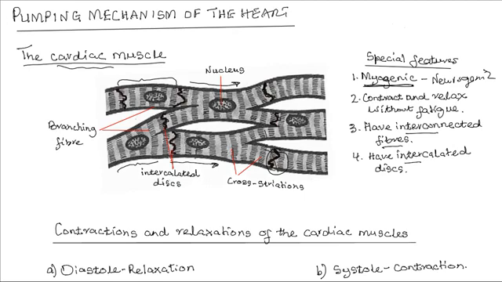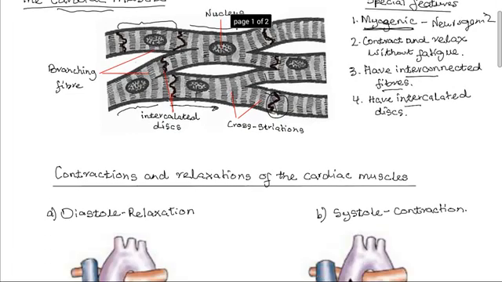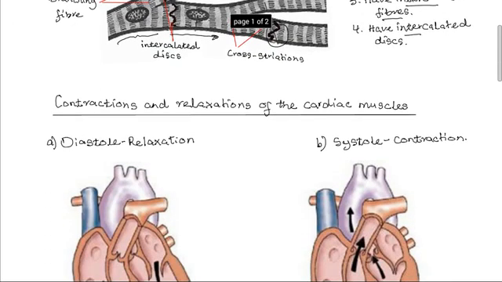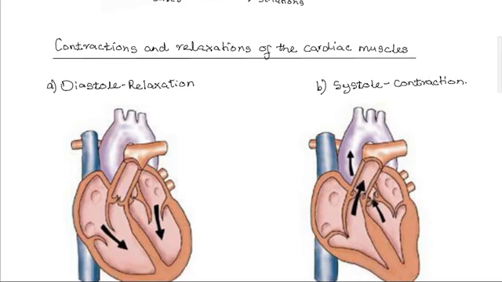Now, next look at the contractions and relaxations of the cardiac muscles and how these help to bring about the pumping of blood through the circulatory system. The heart undergoes contractions known as systole and relaxation known as diastole. When the ventricular muscles relax, like during diastole, these are the ventricles.